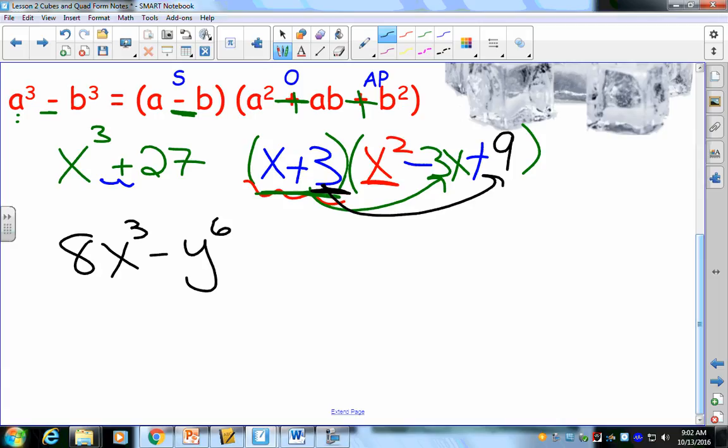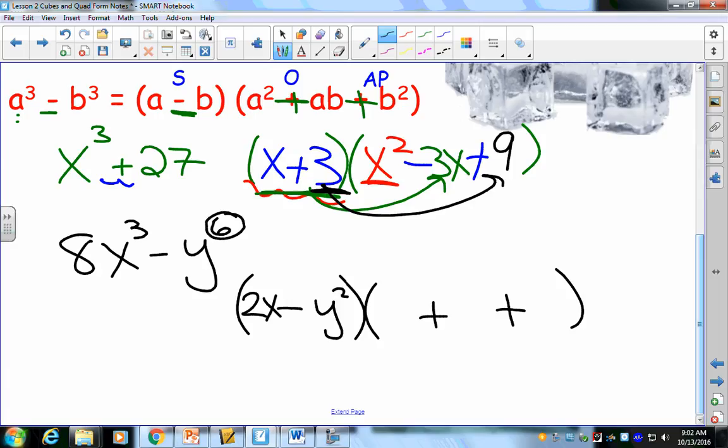So, set up your outline. And you can put in your signs if you want to, same, opposite, always positive, or you can do that at the end. Now just be careful here. So the cube root of 8x to the third is 2x. The cube root of y to the 6th is y squared. I got that by dividing my exponent by 3, because I'm doing cubes, groups of 3, groups of the same size.